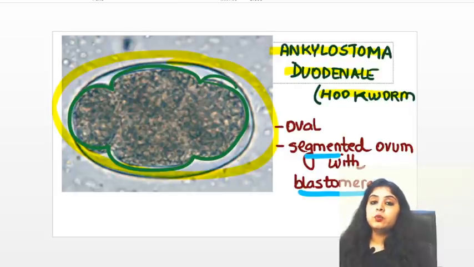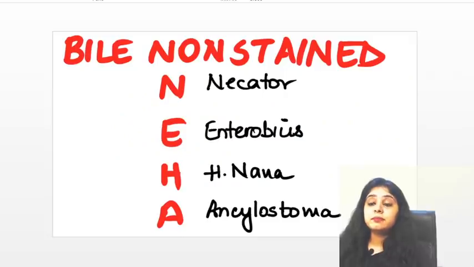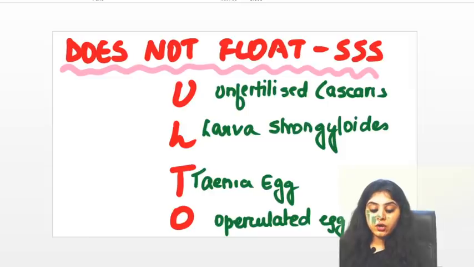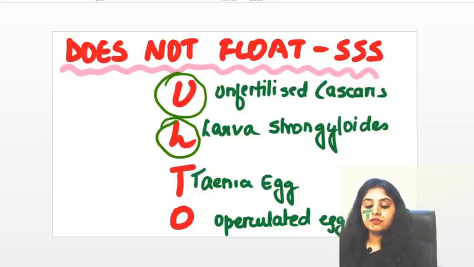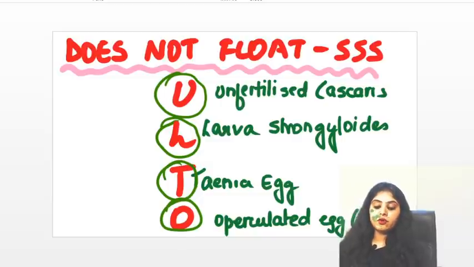Last question. Which are the eggs which are going to be non-bile-stained? Bile non-stained: NEHA. Necator americanus, Enterobius vermicularis, H. nana, and Ankylostoma. Which are the ones that do not float on a saturated salt solution? LUTO, ALTO, whatever you want to remember. So remember, it is the unfertilized Ascaris, larva of Strongyloides, Taenia eggs, and the operculated eggs which we studied for trematodes.